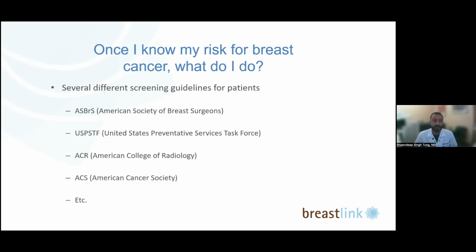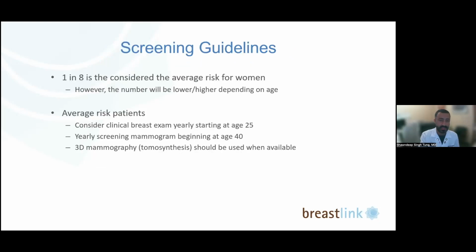So once you know your breast cancer risk, then so what, right? What next? So there are several different screening guidelines for patients. I tend to follow the recommendations of the American Society of Breast Surgeons. That's the national body that are basically our mentors or our thought leaders. But as you see, I listed a few other ones: the United States Preventive Services Task Force, American College of Radiology, American Cancer Society, etc. They all have their own recommendations, and we'll go into some of that now.